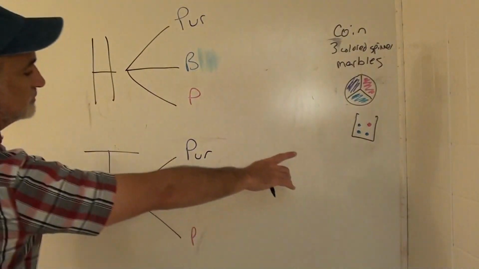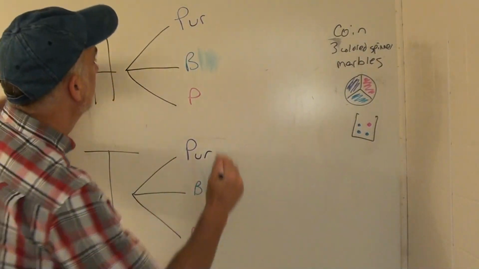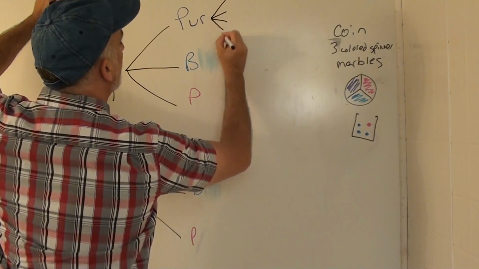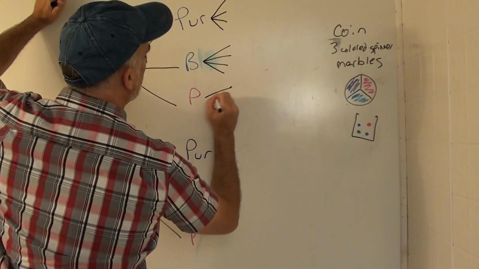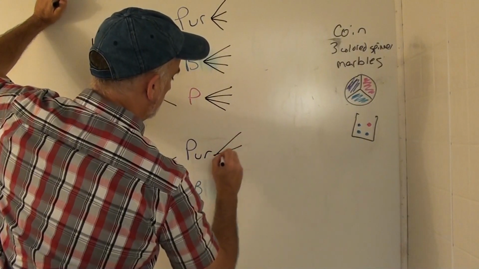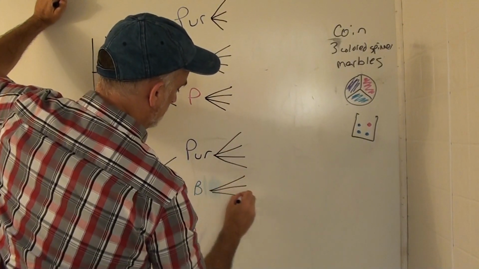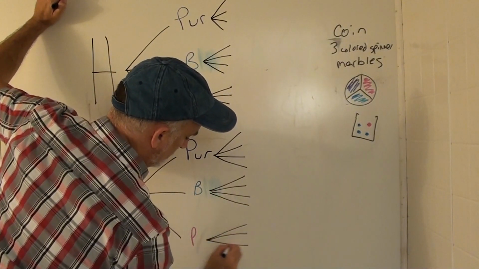What do we say the total number of outcomes for the marbles is? 4, right? So we go 1, 2, 3, 4, for each of the six branches.